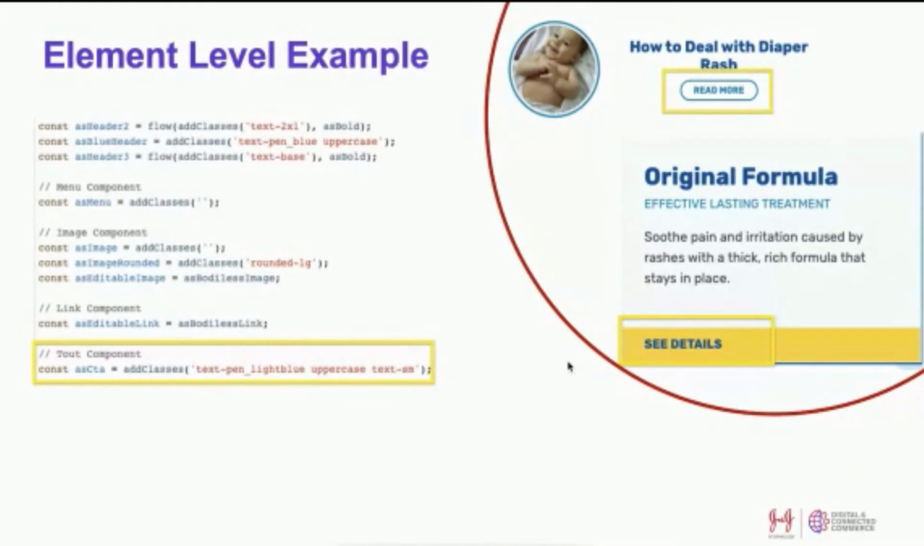And in this example, I'm using the @CTA in two different locations, right? In the how to deal with a diaper rash and in the original formula one. And I've stacked them in different places with different other HOCs. So in the first example, it's stacked with an HOC that makes a round bordered button-like object. In the second one, it's stacked with something that makes it so that it has a yellow background. But the piece that I get to reuse is this CTA.